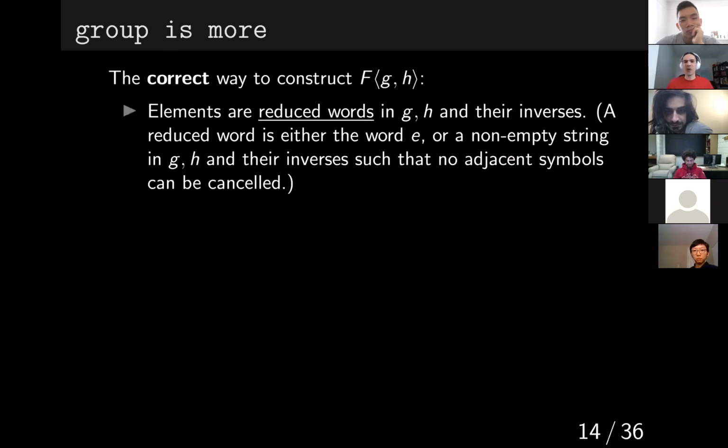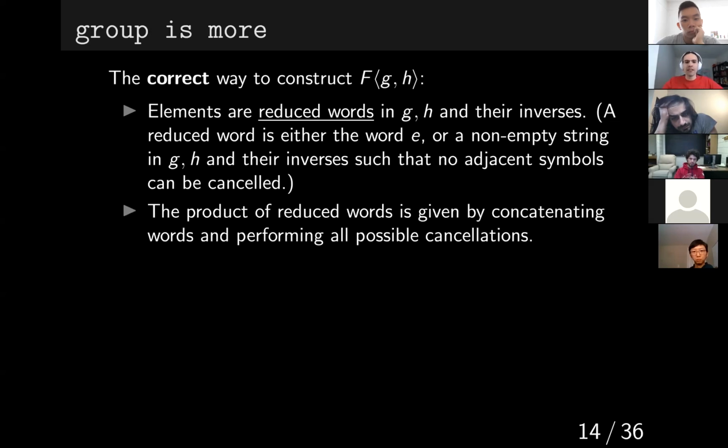So elements are reduced words, which are now completely unparenthesized words in G, H and their inverses, such that there are no loci of cancellation. So you can't have G followed by G inverse in a reduced word. Also, for the word that has no symbols, we just denote the empty word by E as the identity. Otherwise, in all other non-identity words, they're just words in the four symbols G, H, G inverse, and H inverse.